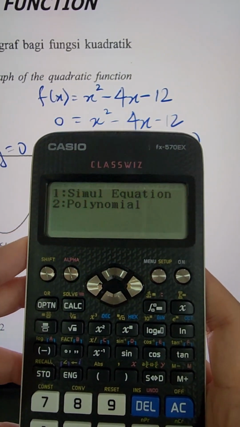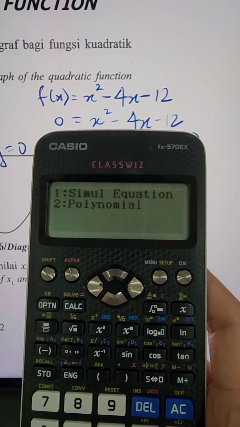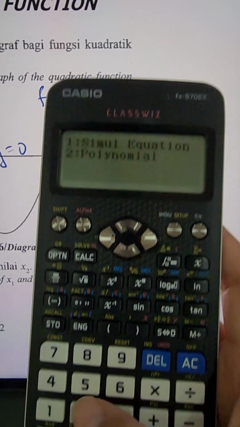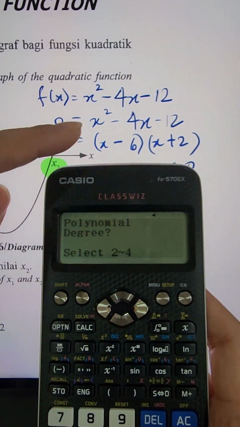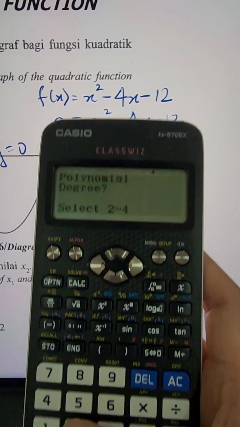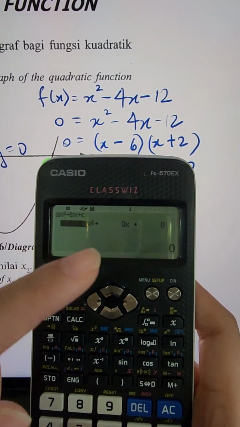So I'm going to press 2. Simultaneous equation is for more than one equation given. If it's one equation only, you use polynomial. So press 2. Then polynomial degree. The highest power here is 2, right? So I'm going to press 2. Now you see the pattern, ax squared plus bx plus c.